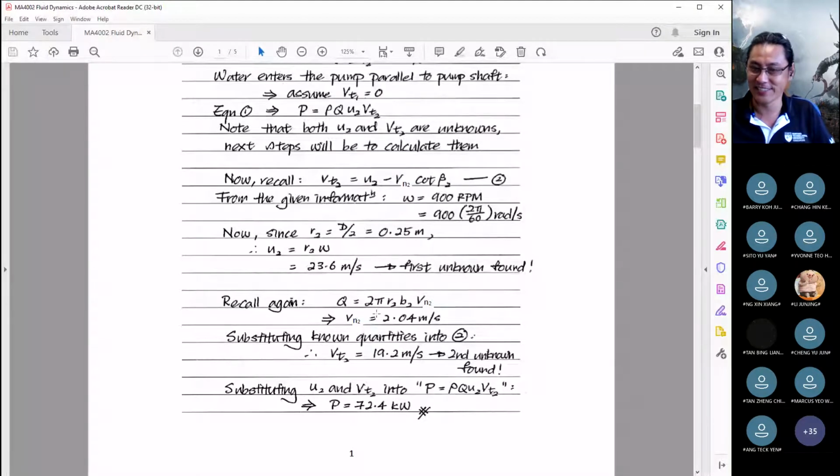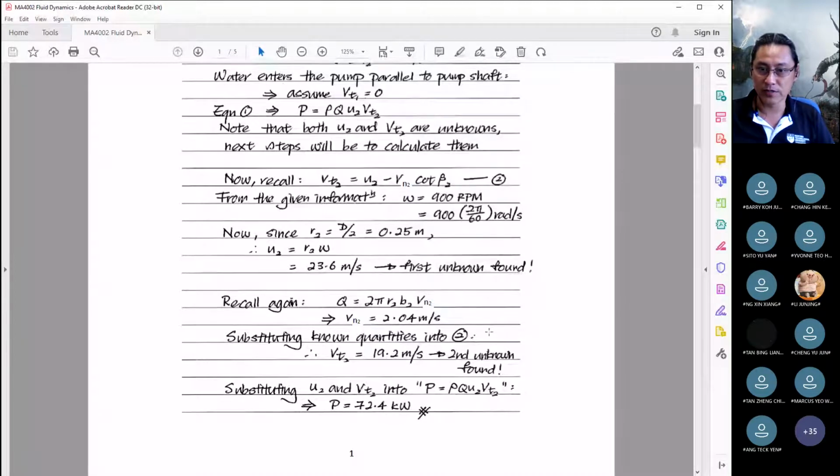Can you guys see the similarity between this relationship and the source for potential flow? The only difference is we have got an extra B here. But anyway, formally speaking, we know that Q is defined as 2 pi R2 B2 Vn2. We know what R2 is, we know what B2 is, we know what Q is. Surely we can find Vn2, and Vn2 is about 2.04 meters per second.